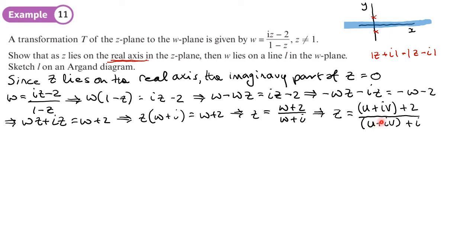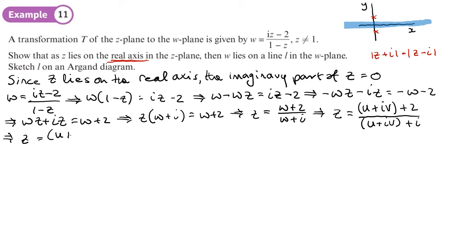Now we want to get rid of this fraction here, so the way we're going to do it is to multiply the top and the bottom of this by the conjugate of the bottom. In other words, we probably need to put the real and imaginary parts together first before we do that. So I'll have z equals, and we'll probably do the same with the top.